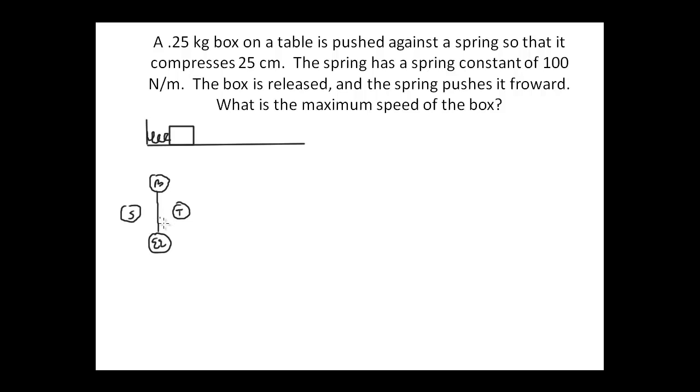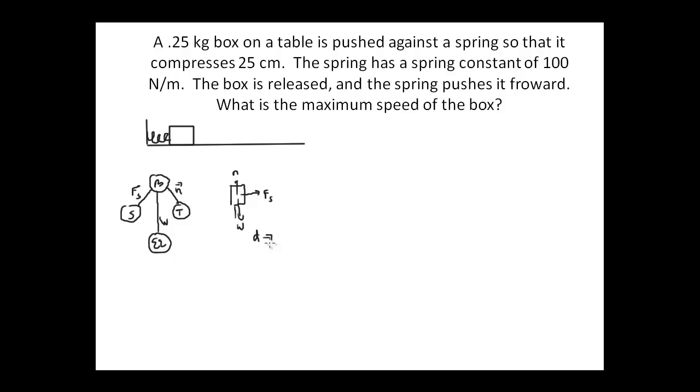There's a force of gravity. The table, of course, would exert a normal force, and the spring would exert a spring force. And so our free body diagram of the box would look like this. Here's our box. It's going to experience the force from the spring forward, the weight down, the normal force would be up, and the box is moving this way.